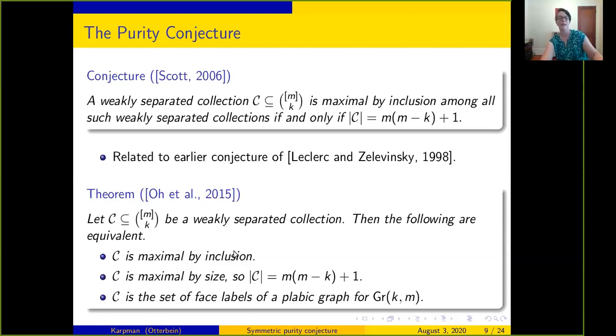It's maximal by inclusion, so you can't throw in another element that's weakly separated from everything there. It is maximal by size, it hits that upper bound, and it is the set of face labels of a Plabic graph, which gives rational coordinates on the Grassmannian of k-planes in n-space. All of those are equivalent. So that is the story so far.